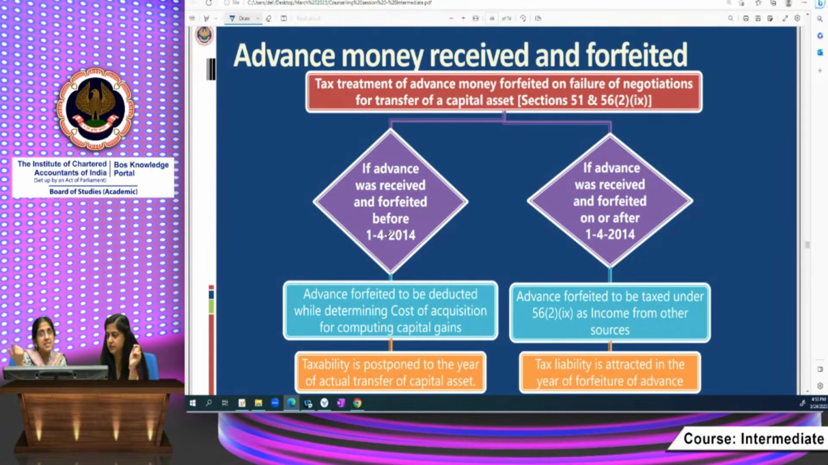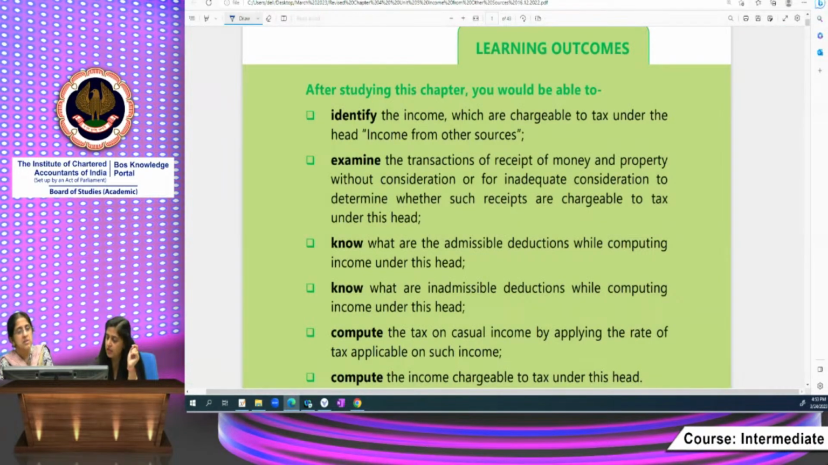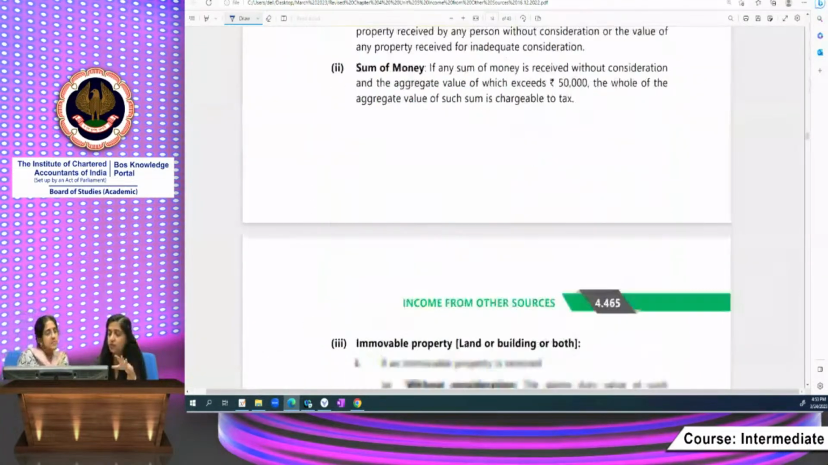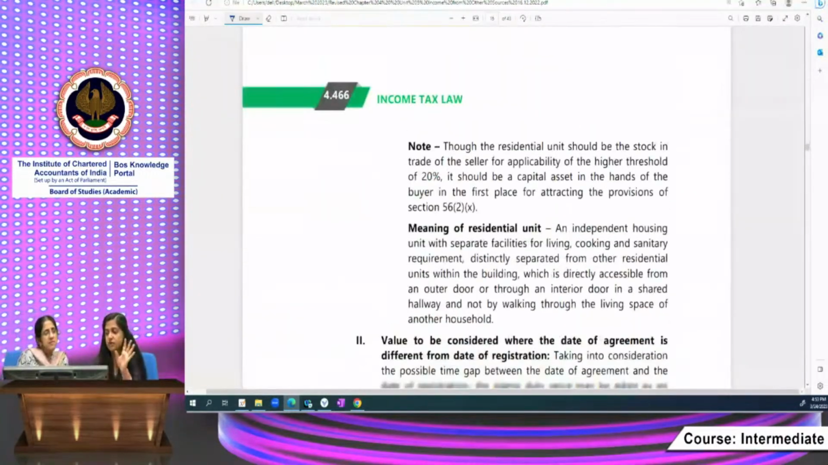Then the TDS application, everything has been very well covered. There's a chart in the study material also, a detailed flow chart. It's after income from other sources. I have just taken you to that chart. But before that, you just go through that chart.